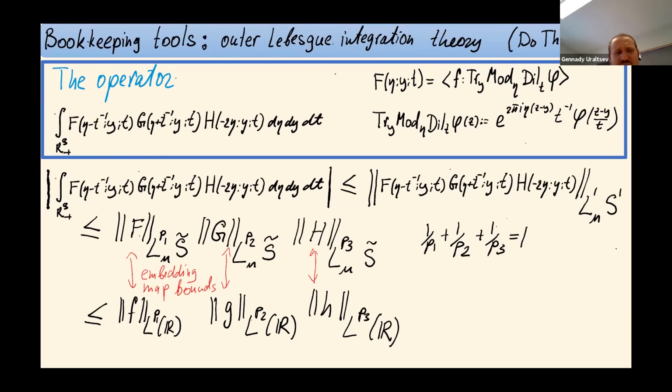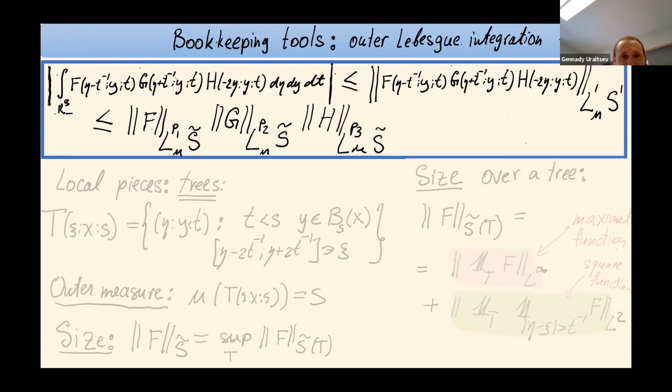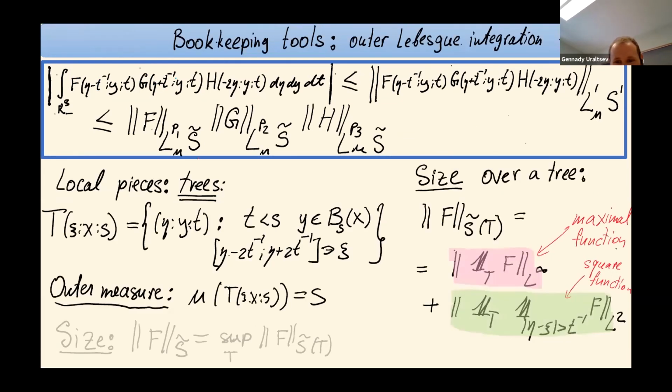Okay, and they involve some kind of selection algorithms that have a flavor of Vitali covering lemmas and things like that, though they are a little bit different. Okay, anyway, at this point, I can actually just quickly write out what explicitly these objects are.